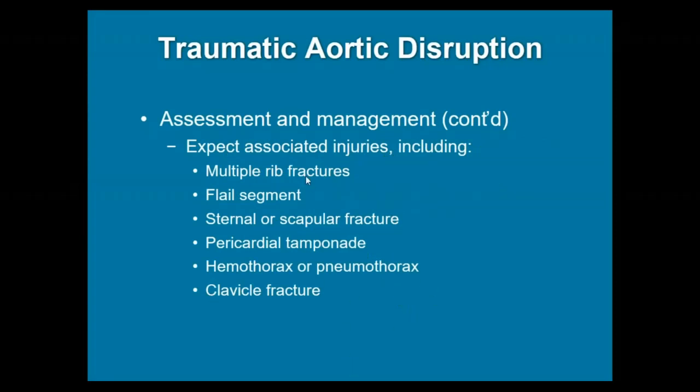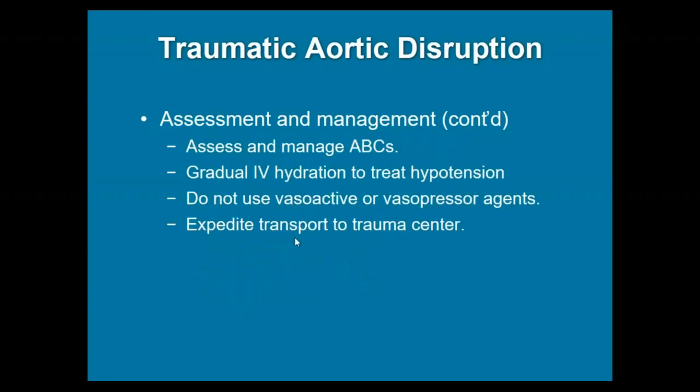Things that would raise your index of suspicion of aortic disruption: multiple rib fractures, flail segment, sternal fracture, scapular fracture. That little flat bone is hard to fracture, and if you find that little sucker fractured, look for some major blunt force trauma to your patient. And if it's on the left side, you sure could have some aortic injury. Pericardial tamponade, hemothorax, pneumothorax, clavicle fracture. A lot of those all go with massive thoracic trauma.